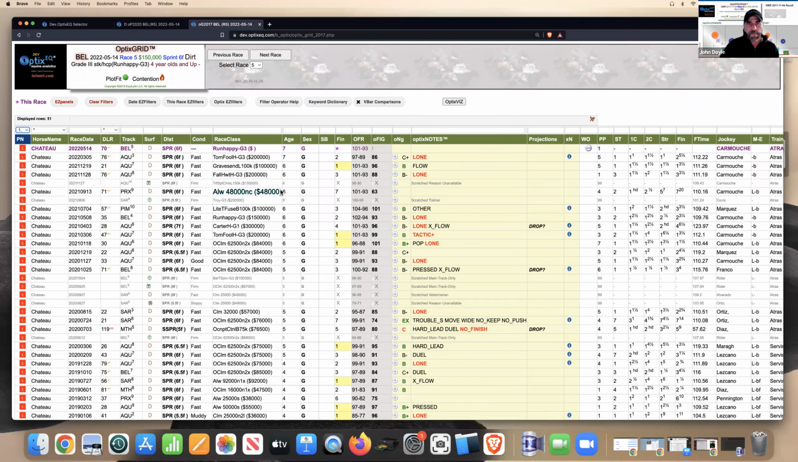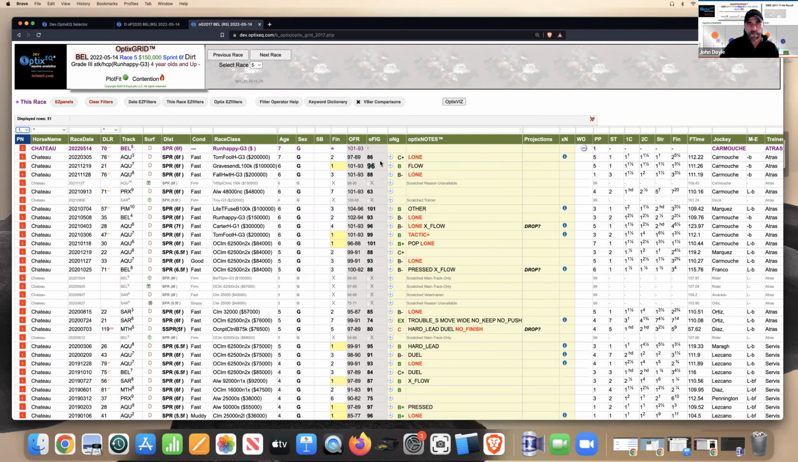He's even that Tom Fool. I mean, we gave it a C+ because the number came back so slow. And if you look at the extended comment, sometimes you've got to really pay attention to the extended comment. It said, no excuse here, no match for the winner in the stretch after having it all his own way early in the race. So it's a horse at 5-2.